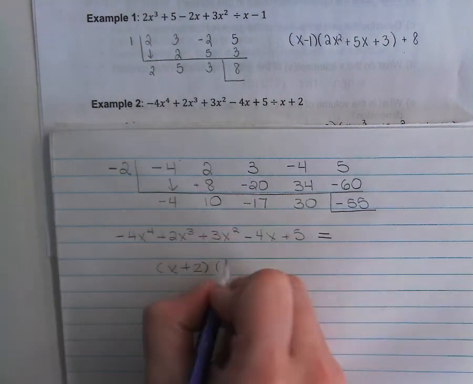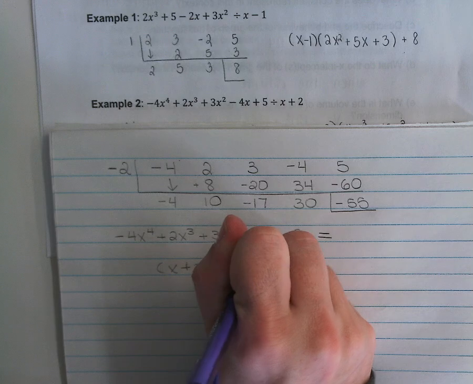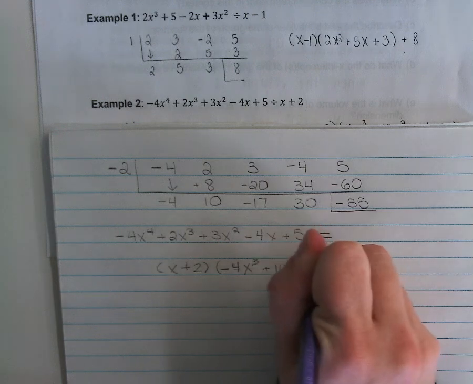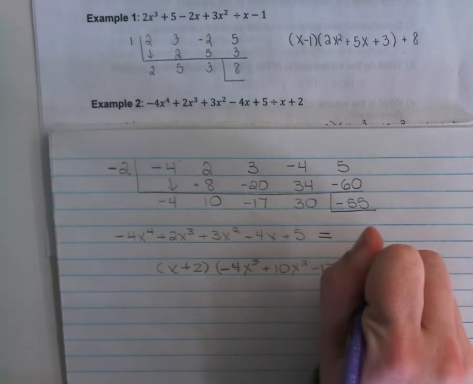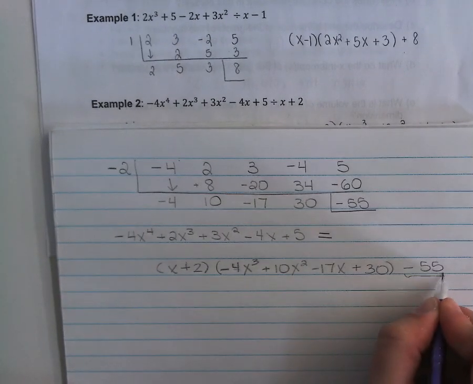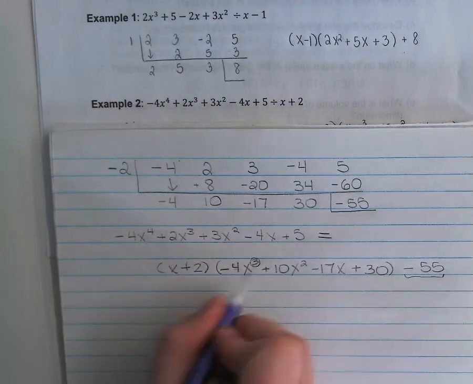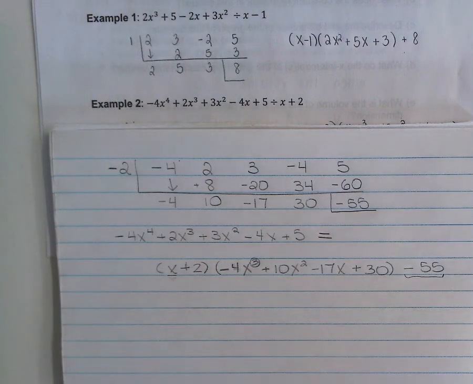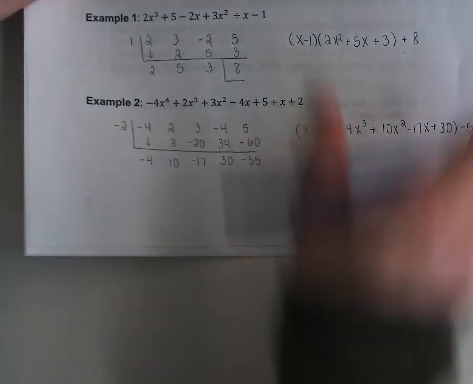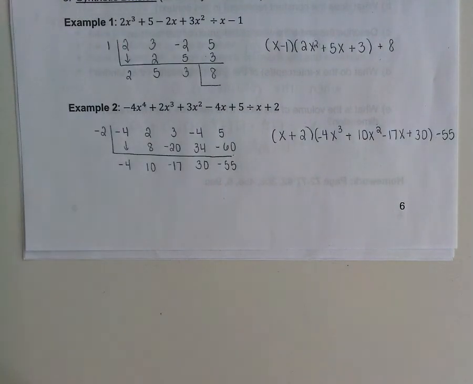So that means that this is the coefficient negative 4x cubed plus 10x squared minus 17x plus 30 and minus 55 on the end for our remainder. So remember, this is going to be 1 less than what we started with because we divided by 1x. So that's synthetic division, and we use synthetic division to be able to factor these polynomials that have a degree higher than 2.